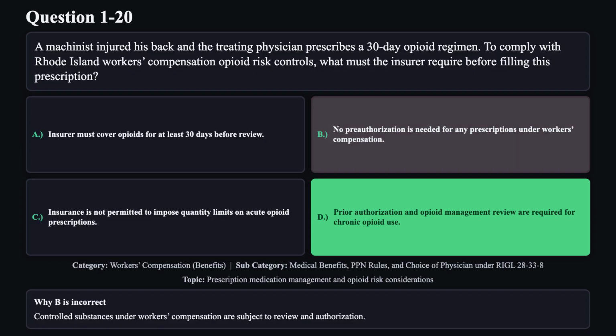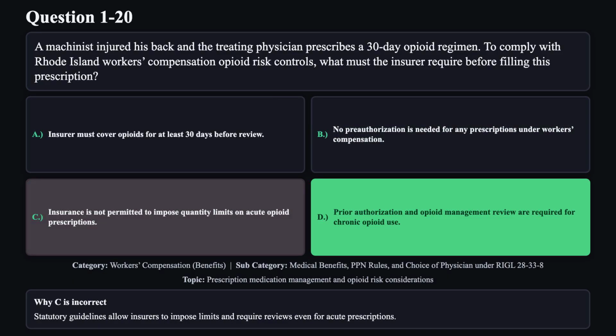Reason B is not correct. Controlled substances under workers' compensation are subject to review and authorization. Reason C is not correct. Statutory guidelines allow insurers to impose limits and require reviews even for acute prescriptions.